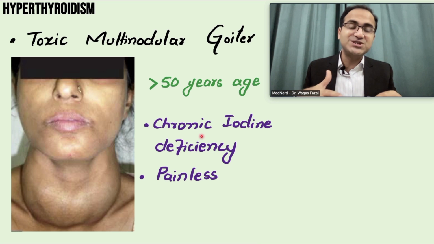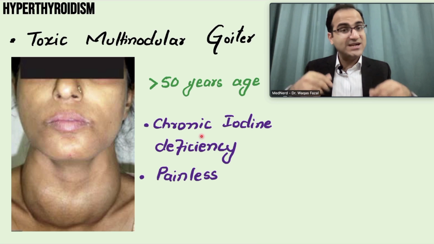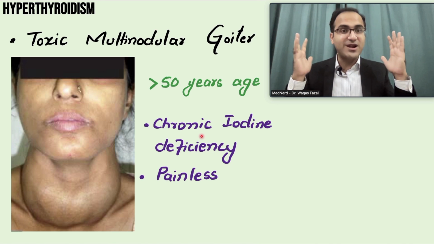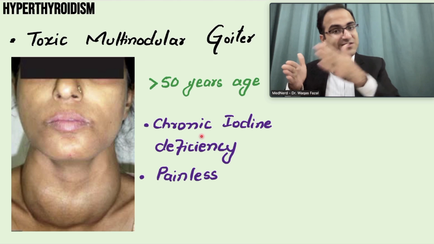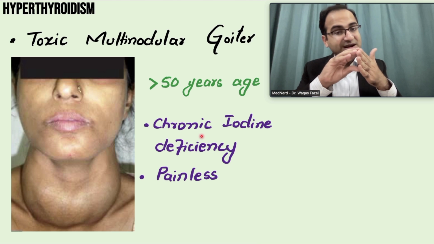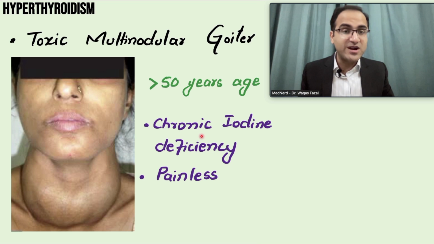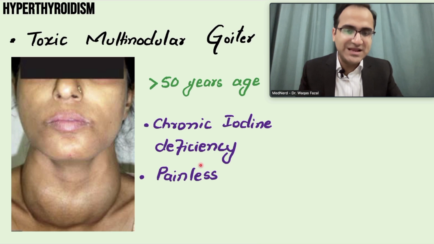So when these patients get iodine from their diet, their thyroid gland is enlarged, and it will take up all of the iodine and produce excess amounts of thyroid hormones. So initially it starts with chronic iodine deficiency, they develop goiter, and when they get iodine in the diet, the enlarged tissue will produce excess amounts of thyroid hormones. When you examine the goiter, it will be nodular and it will be painless.